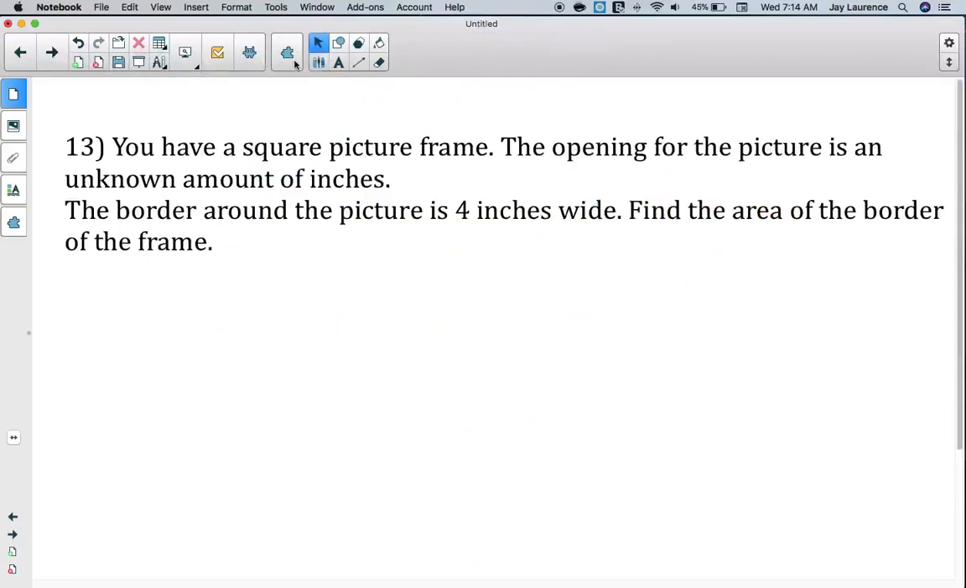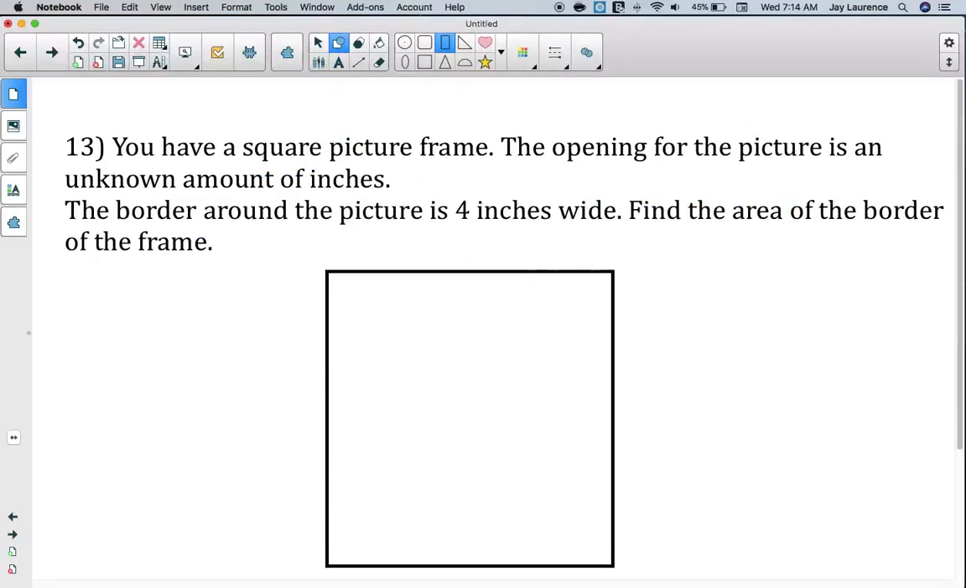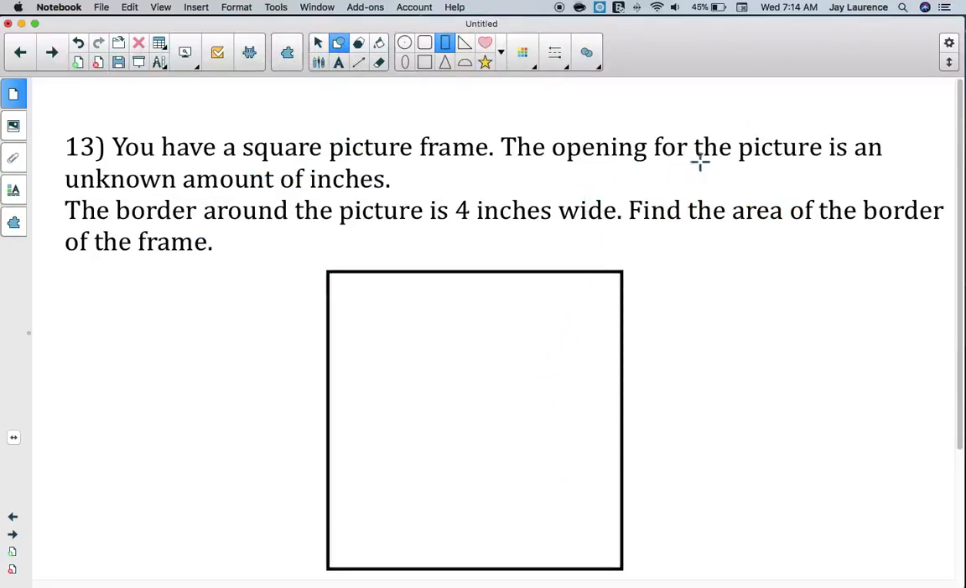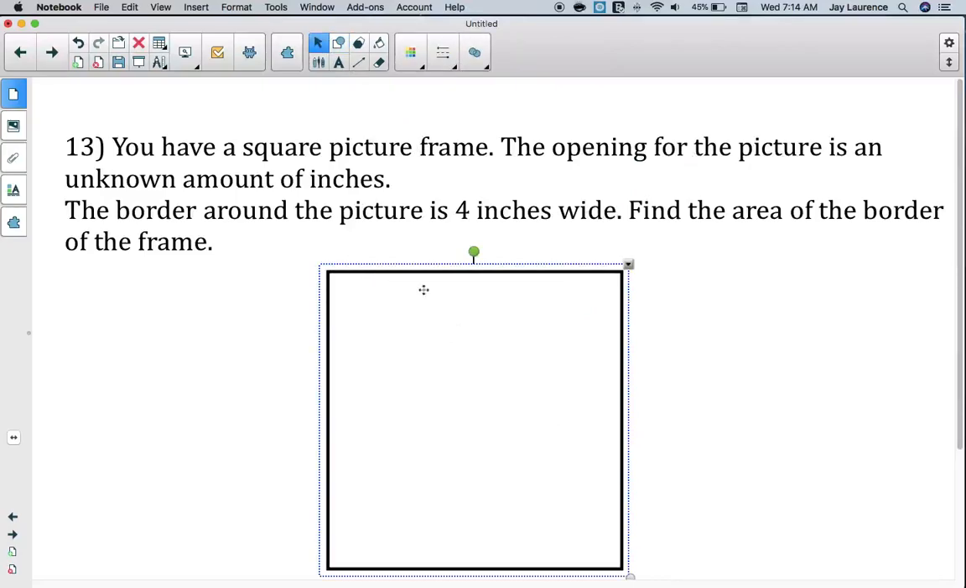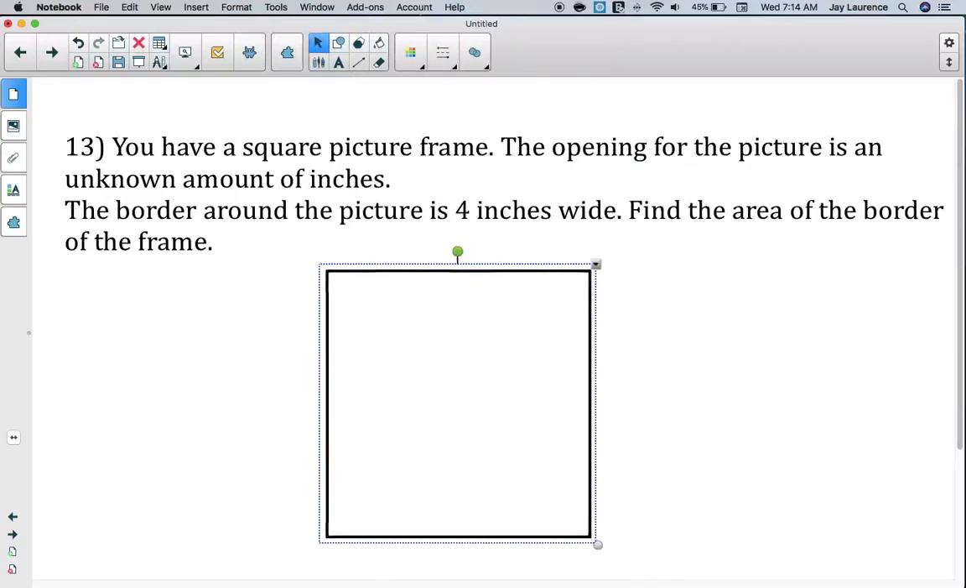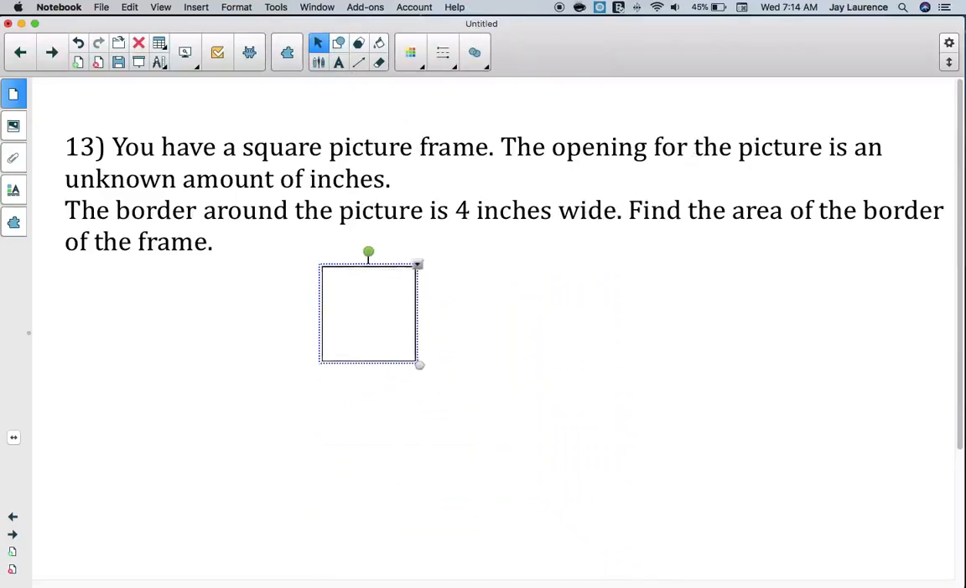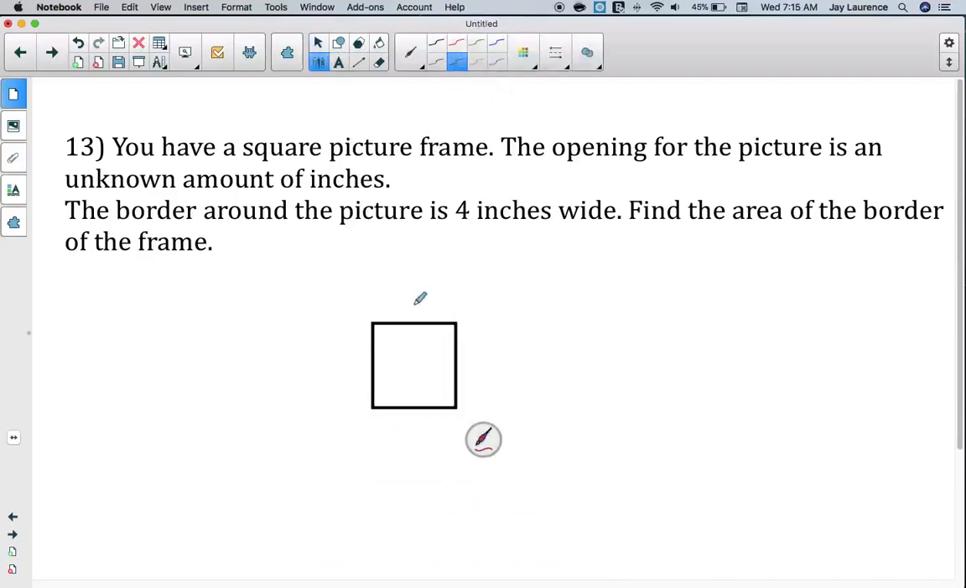Okay, so let's see here. You have a square picture frame. Okay, and so that's pretty close to being square. The opening for the picture is an unknown amount of inches. Hold on a second here. Let me make this a little bit smaller. I started to draw the wrong picture, but that's okay. All right. So now there's a border around this. Right? Oh, by the way, it says it's an unknown amount of inches. So I'm going to call this distance x.